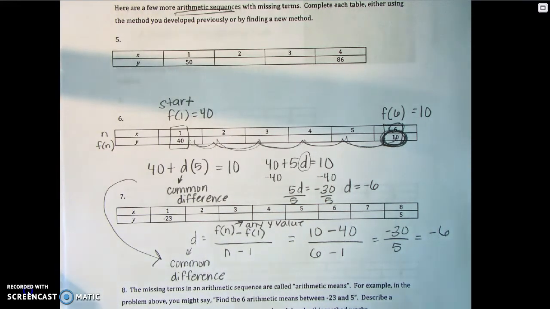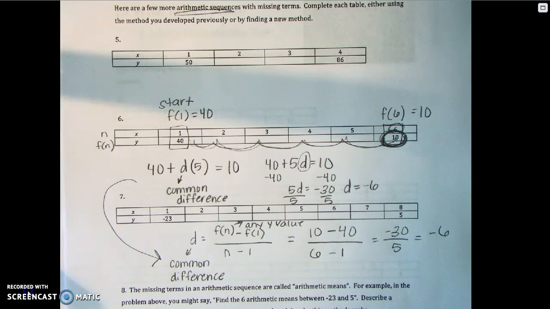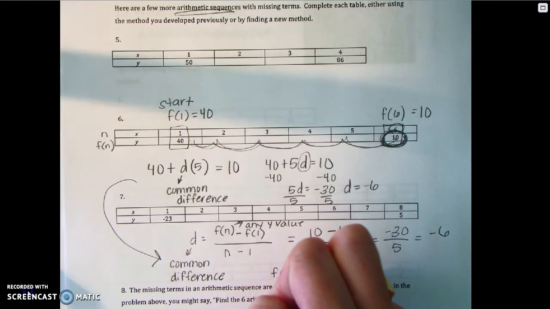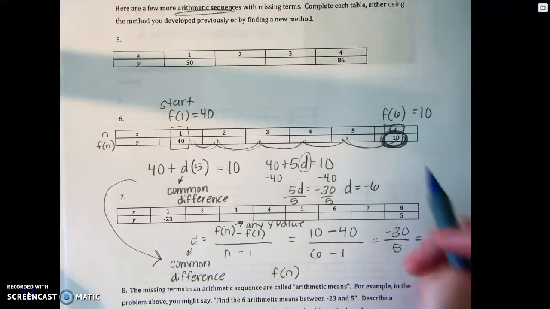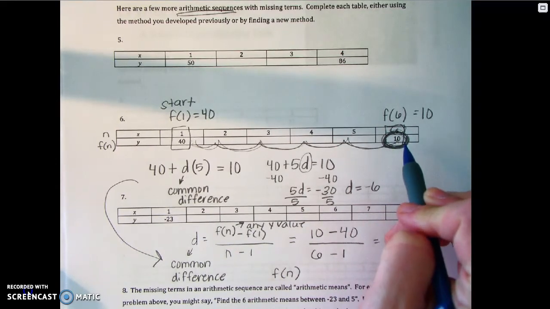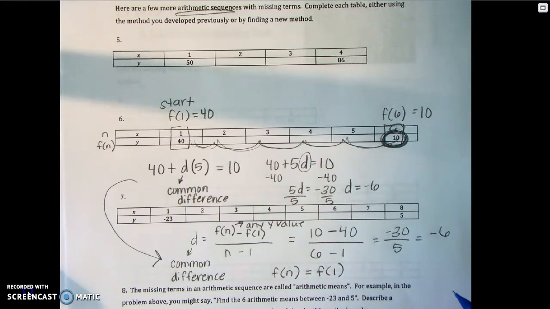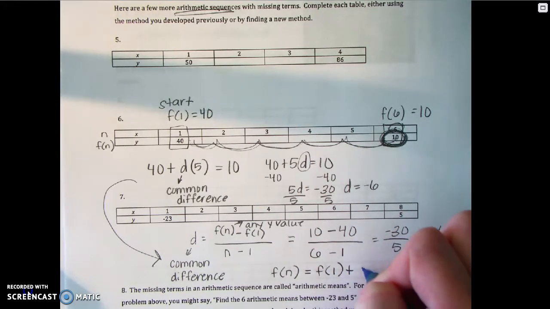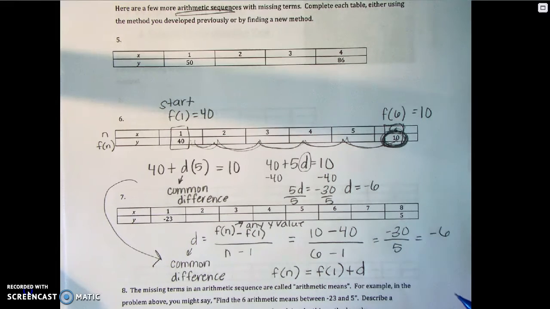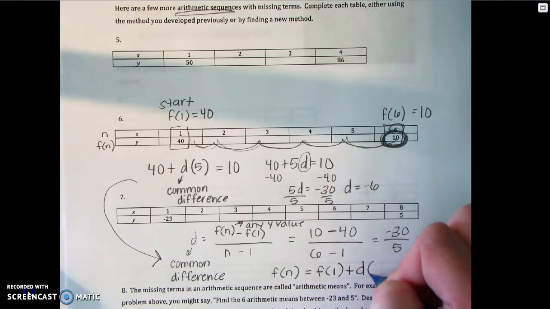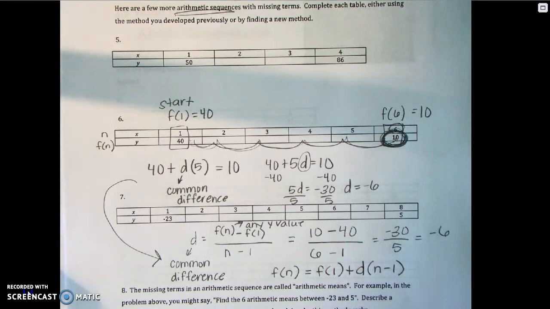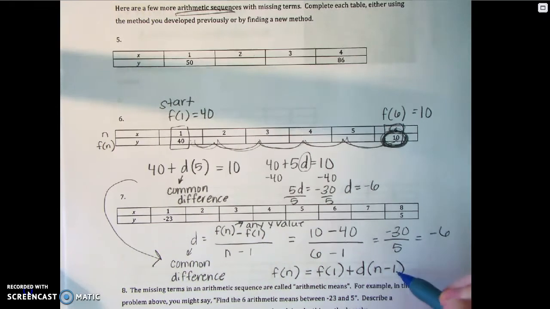A third way to think about this would be to think about it more as an explicit formula. So I could start with f of n, which is any y value. In this case, it's going to be R10. That's going to be equal to whatever my start is, which is f of 1, plus the common difference, which we don't know right now, times n minus 1. And think about why I did n minus 1.